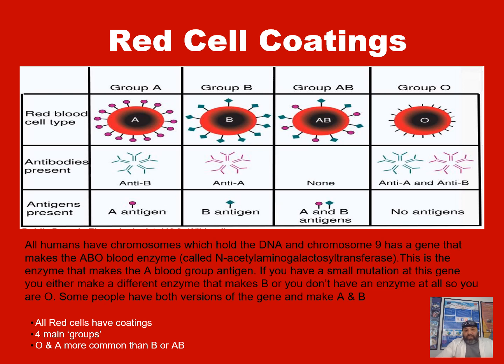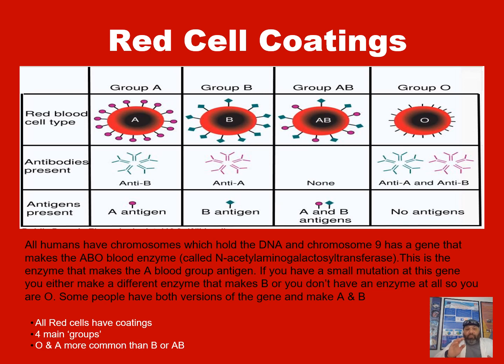coatings. Now, this delves into the different types of blood groups, and so generally you have Group A, Group B, Group AB, and you have Group O. And on each of these different blood groups, you have different antibodies that are present, and you have different antigens that are present. So I'm just going to go through this.